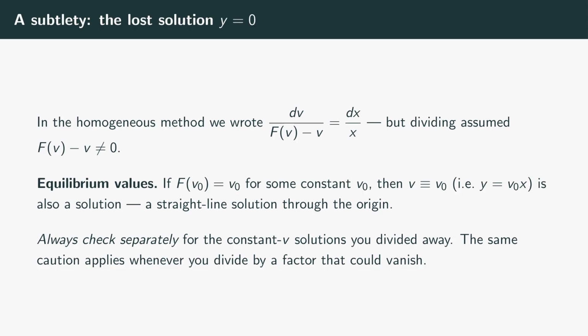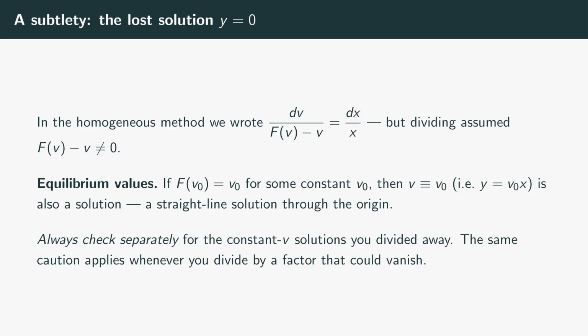Before Bernoulli, a subtlety worth flagging, because it is a place real solutions get lost. When we separated the homogeneous equation, we divided by the quantity f(v) minus v. Dividing is only legal when that quantity is not 0. But suppose there is a constant value v0 where f(v0) equals v0. Then v identically equal to v0 is itself a perfectly good solution, and in the original variables, that is y equals v0 times x, a straight line through the origin. The division step silently threw it away.